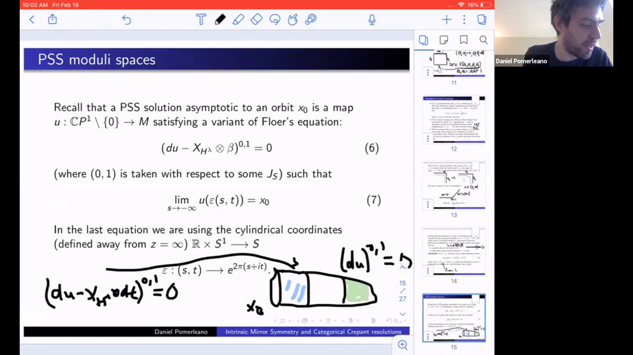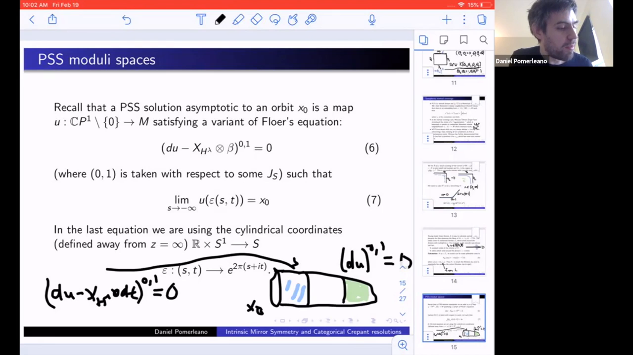So here's the main ingredient in the proof. Recall from the standard proof of the isomorphism between quantum cohomology and Floer cohomology that a PSS solution asymptotic to an orbit x_0 is a map from CP1 minus zero to M, which satisfies a certain variant of Floer's equation.